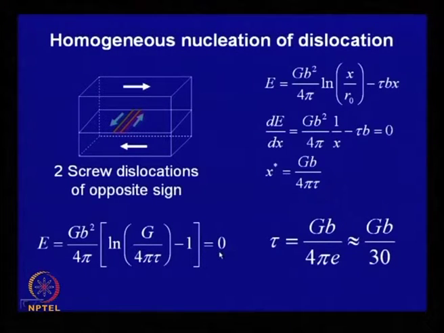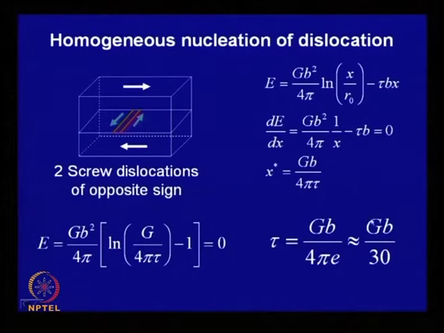If you put this condition, in that case this is ln, or you can say g over 4 pi tau will be equal to e, and so therefore, tau is given by this, and approximately you can say that shear stress needed for homogeneous nucleation of dislocation is of the order of g b over 30. So, which is very high. So, therefore, to generate dislocations, this is not possible. I mean, if the material is perfect, it is impossible.